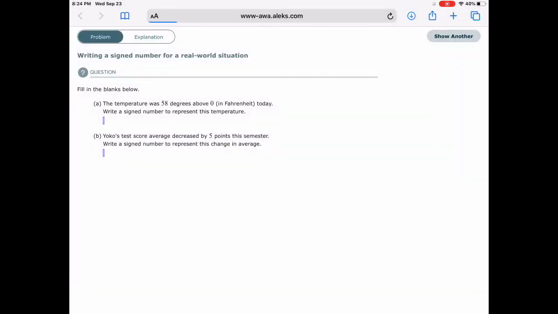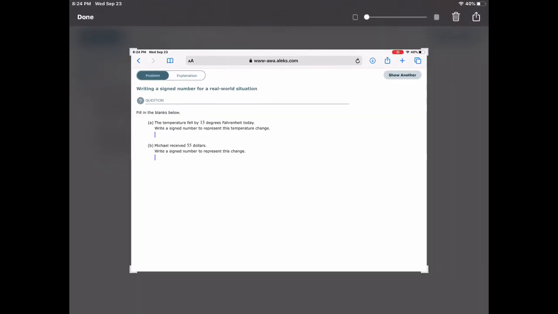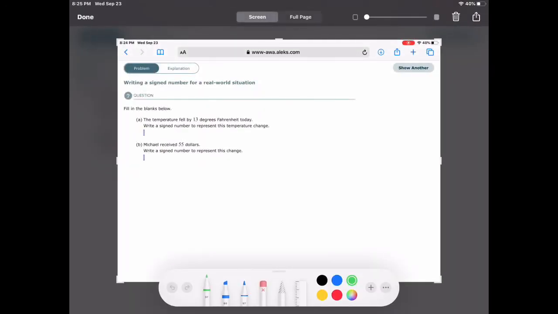Okay, let's look at one more of those. The temperature fell by 13 degrees today. Here's this word fell. Fell is going to indicate going down, so we're going to call that -13. Type that in. B, Michael received. Oh, we like to receive money, don't we? Michael received $55. So that would be positive 55, or I think you're just going to put 55 because that's going to indicate a positive number just the way it is.